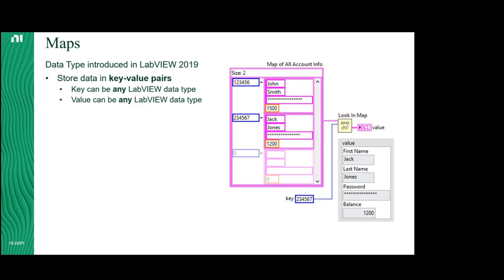There is no way to have multiple keys that are the same value. So this is a very easy way to create a lookup table where we guarantee unique keys, and then each key can have any value associated with it. Again, maps are like sets in that you can use any data type. Any LabVIEW data type can be your key. Any LabVIEW data type can be your value.